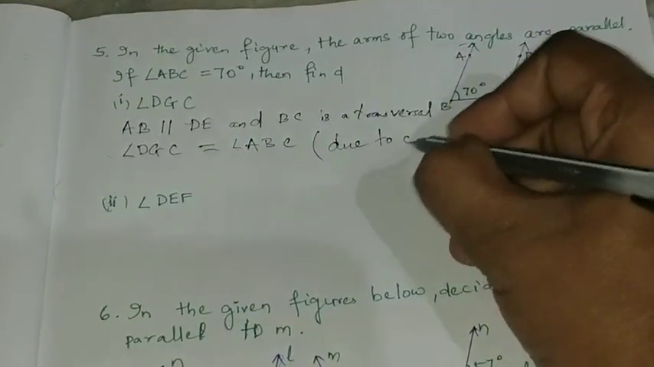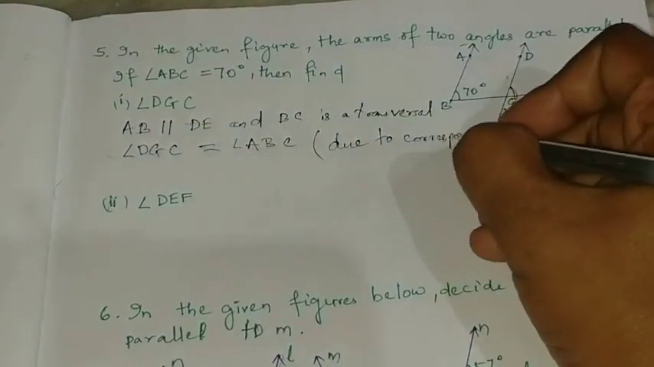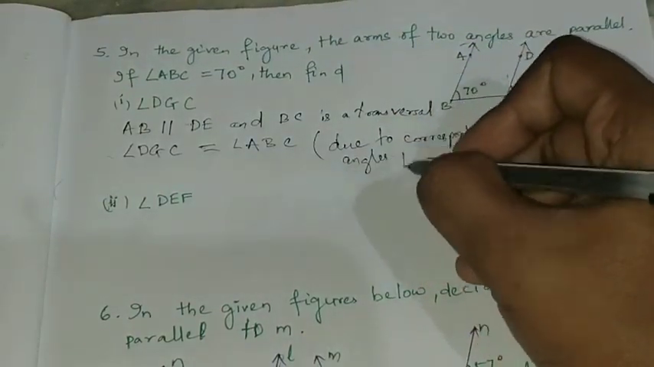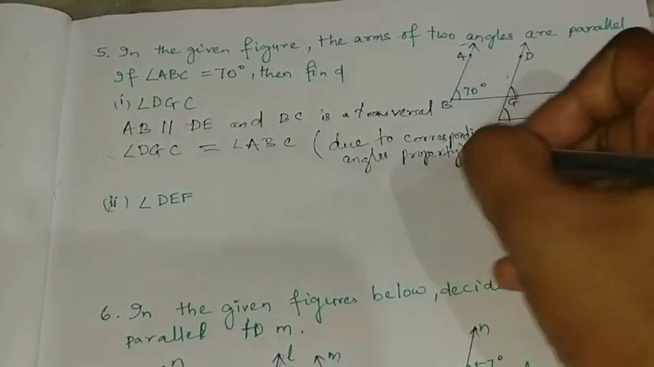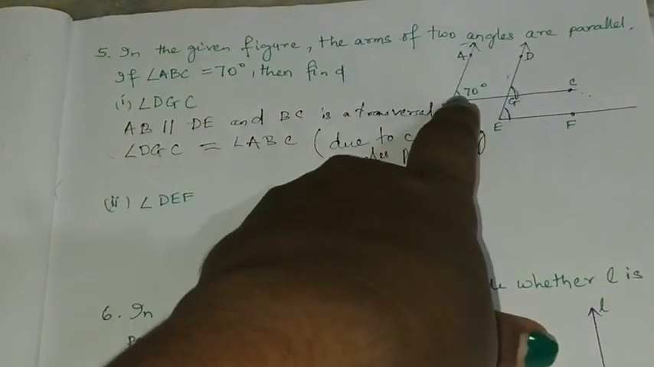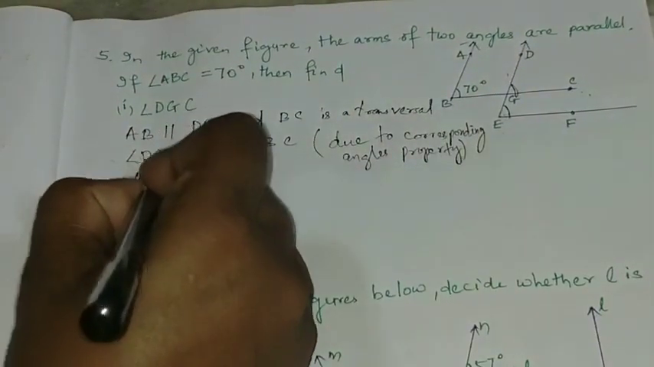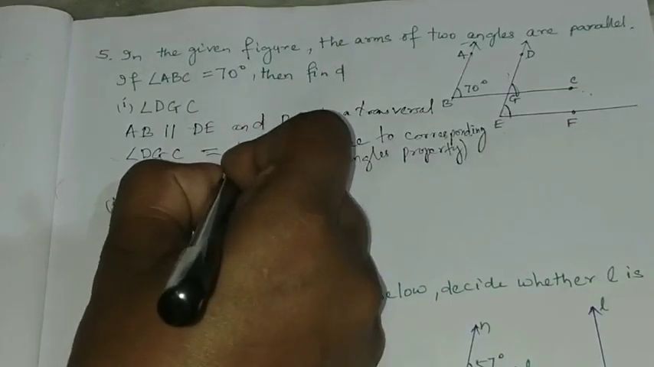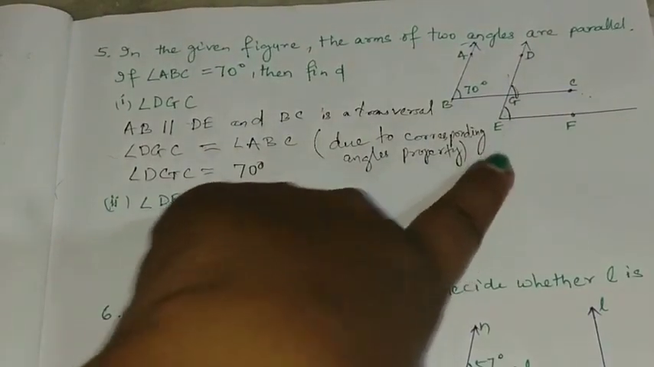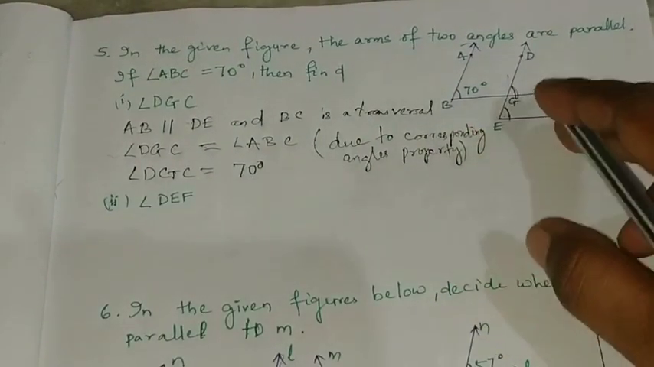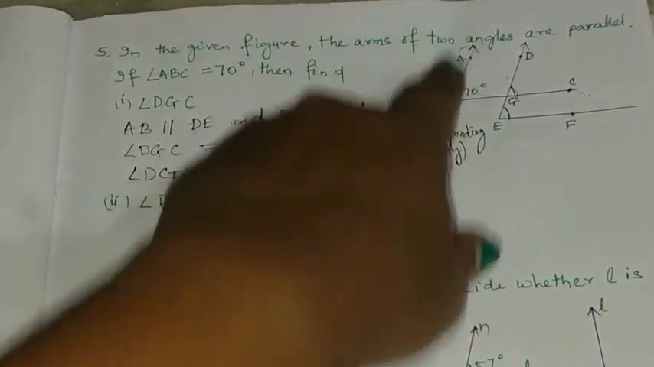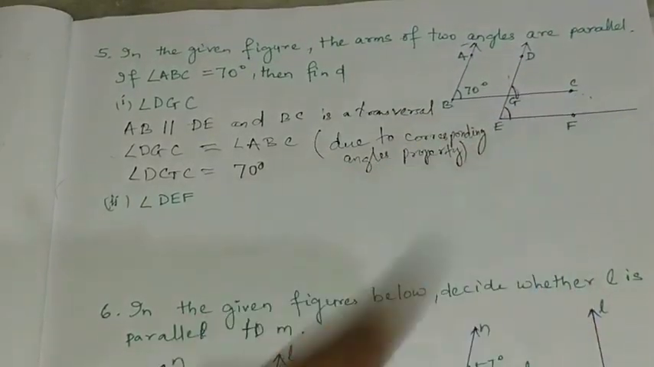Why? Due to the corresponding angle property. Due to corresponding angle property, angle DGC equal to angle ABC. So angle DGC equal to 70 degree. Now we found angle DGC. So angle DGC is equal to 70 degree, because these are two corresponding angles and the corresponding angles are equal, because AB is parallel to DG and BC is a transversal.